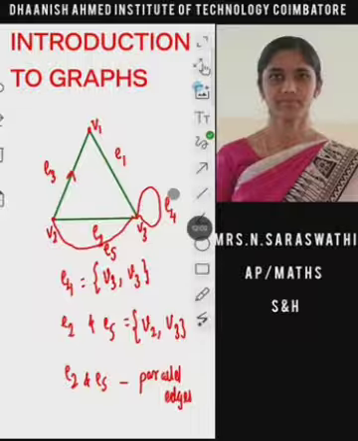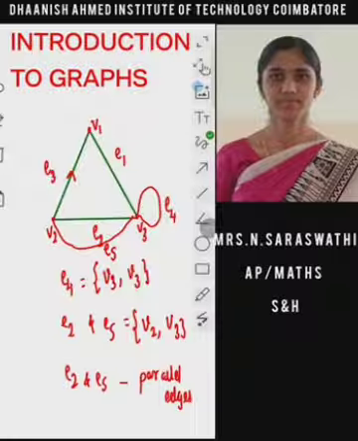If the graph contains some parallel edges and loops, then it is known as multigraph. If the graph has no loops or multiple edges, then it is known as simple graph. This is suitable for directed graph also. If the directed graph has no loops and no multiple directed edges, then it is called a simple directed graph. Okay.